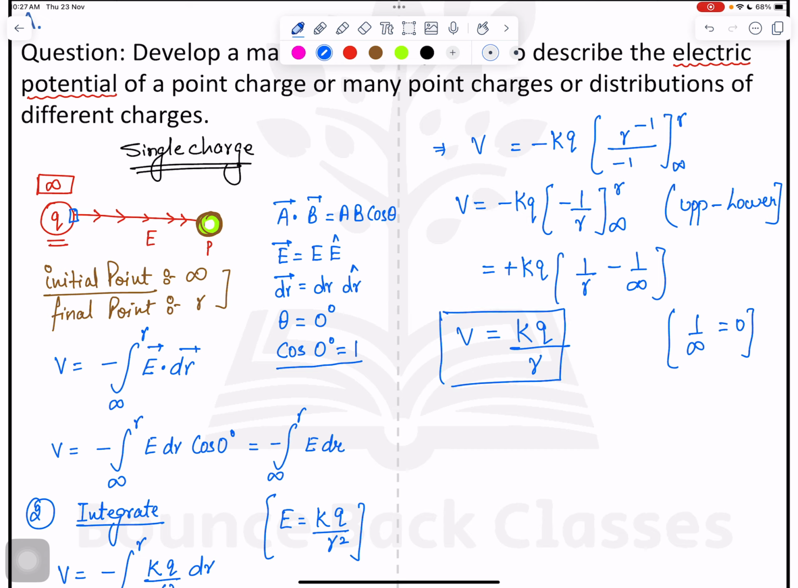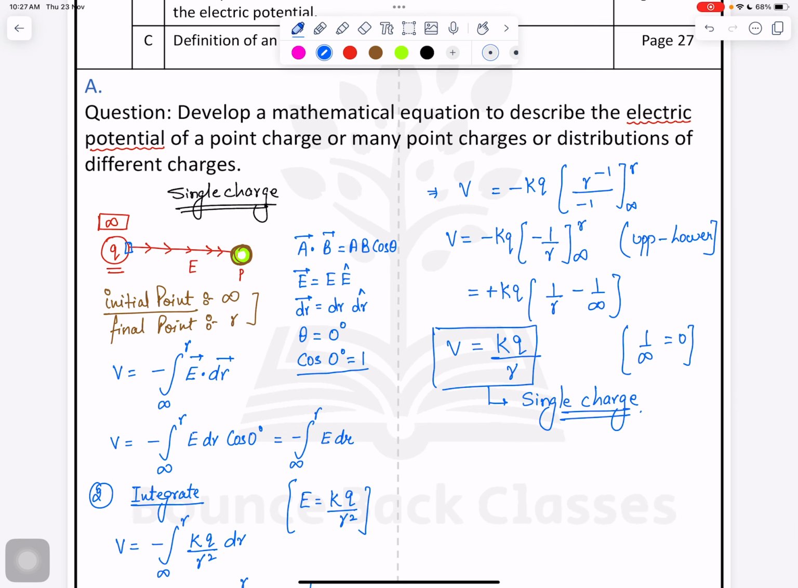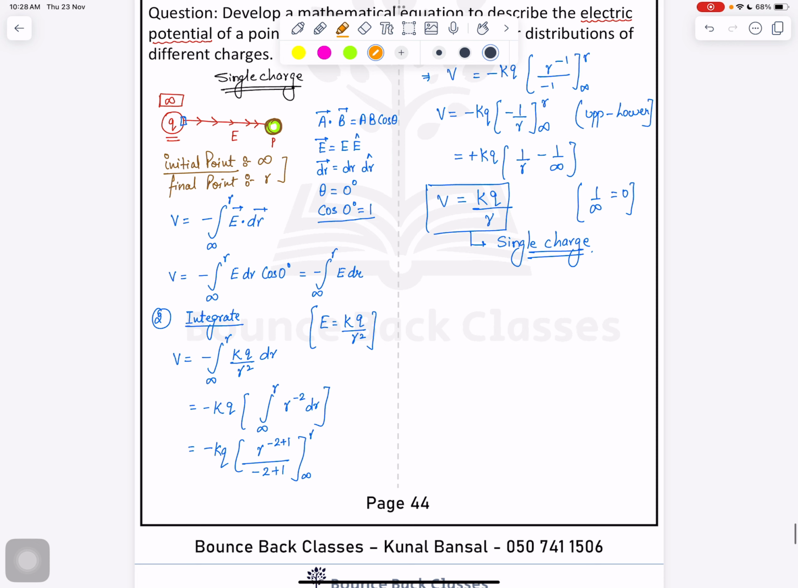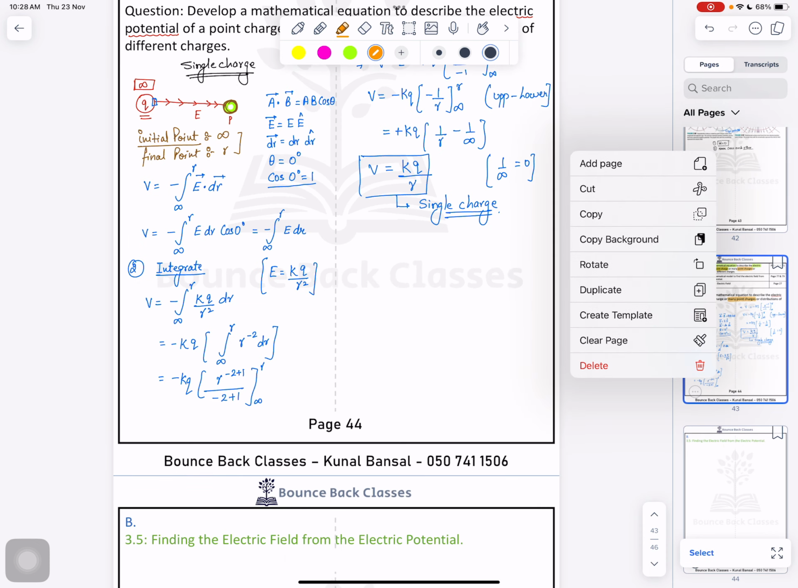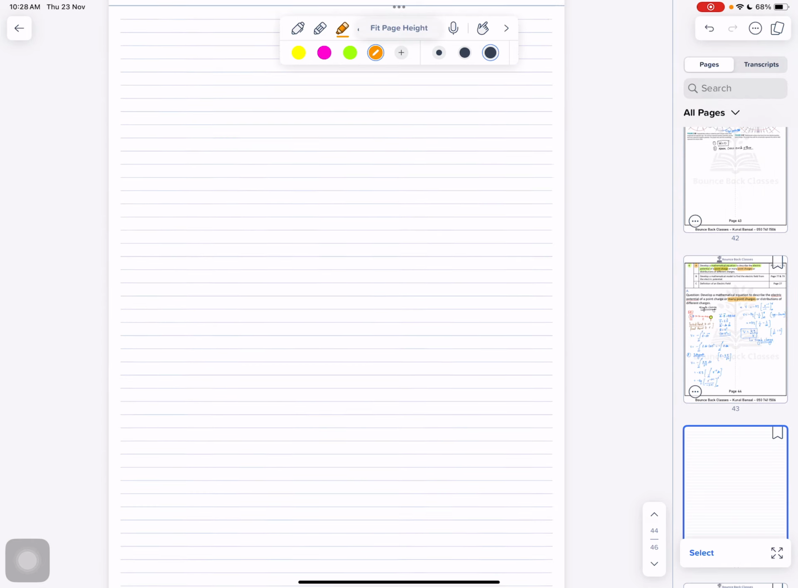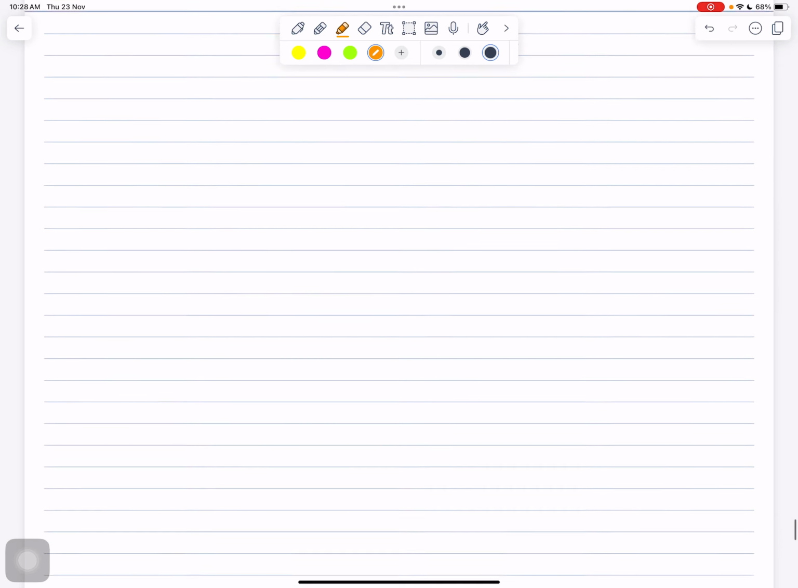Fine guys, this is for a single charge. Now we have something else also, for the multiple charges, many point charges. I will explain this with the help of a question. I'll add a page so that it's better for you and you will understand in a better way. Okay, time to make it big.